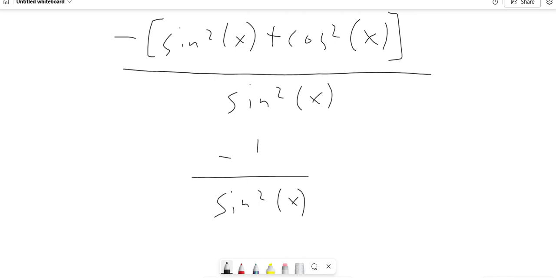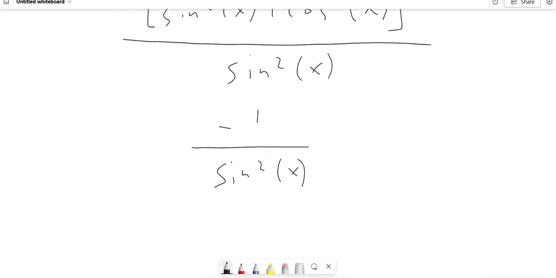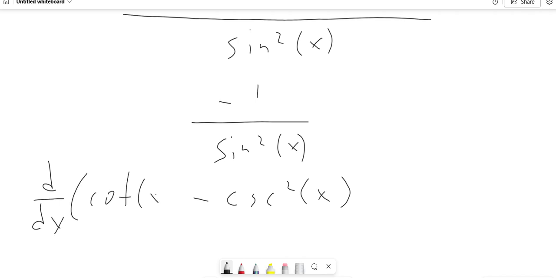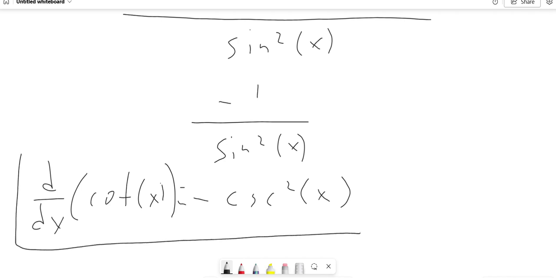But remember, 1 over sine is cosecant, CSC. So this simplifies to negative cosecant squared of x. And that is the derivative of cotan of x. So derivative of cotan equals negative cosecant squared. And this is the final result. You will find this formula probably in the inner cover of your calculus textbook, where they list all the common derivatives.